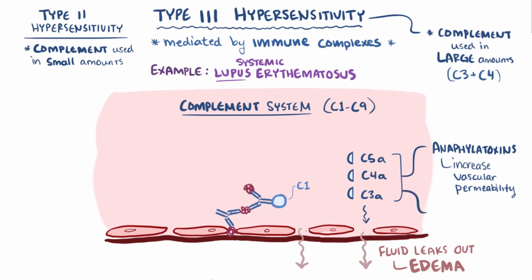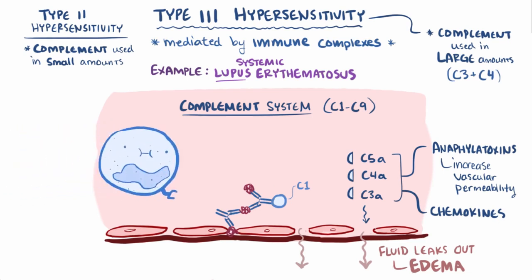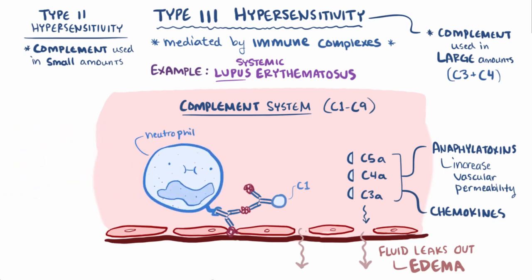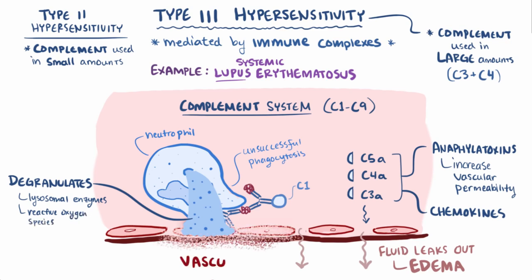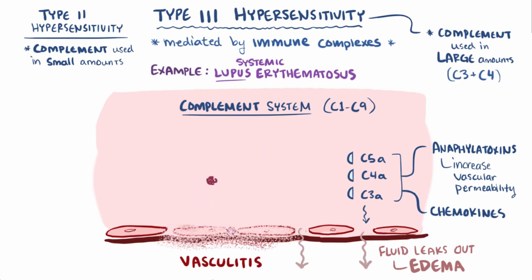The second thing C3a, C4a, and C5a do is act as chemokines, meaning they recruit other cells like neutrophils to the site. Now, once neutrophils join the party, they try and phagocytize the immune complex, but usually they can't. During this process, they degranulate, meaning they dump a bunch of lysosomal enzymes and reactive oxygen species which cause inflammation and tissue necrosis, which ultimately causes vasculitis or inflammation of the blood vessels. With inflammation comes further cellular destruction and more autoantigen release, repeating the cycle again.